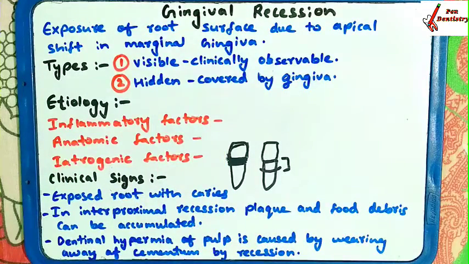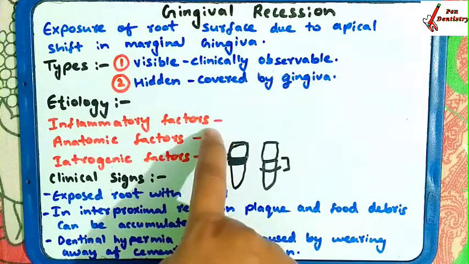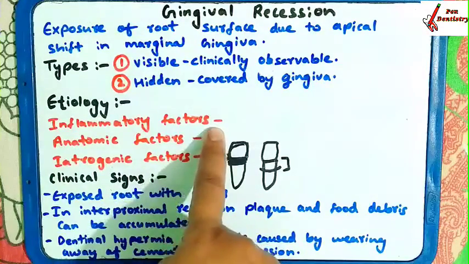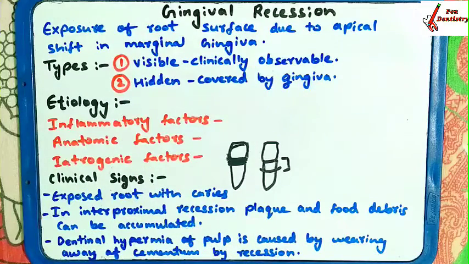With the toothbrush, when you are brushing and applying excess force, there will be an injury caused by the brush on the gingiva region, and that will cause inflammation. This is the inflammatory factor due to periodontal disease and rough brushing.